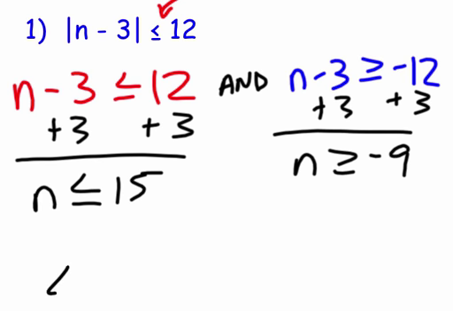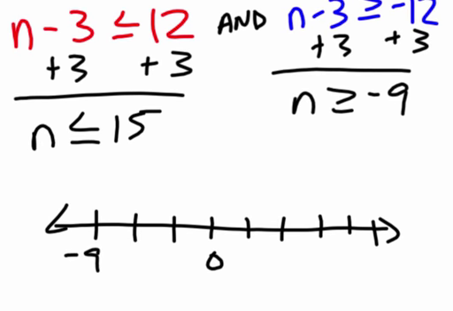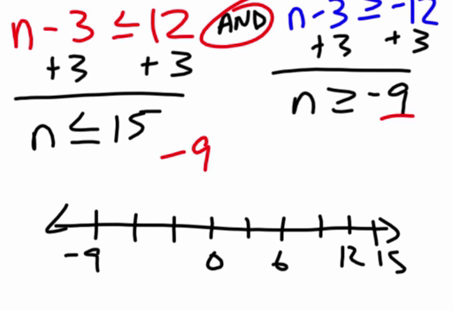And let's go ahead and graph. I'll count by 3's in this case. -9, -6, -3, 0, 3, 6, 9, 12, 15. So at -9, 0, 6, 12, 15. And I want to combine this, right? Because I have an "and." So I'm going to say -9 first, smallest one first. Have the point at the -9. And then my n. And then n is also less than or equal to 15.